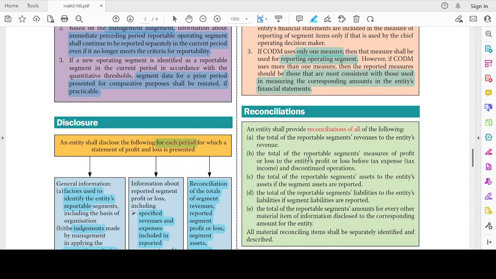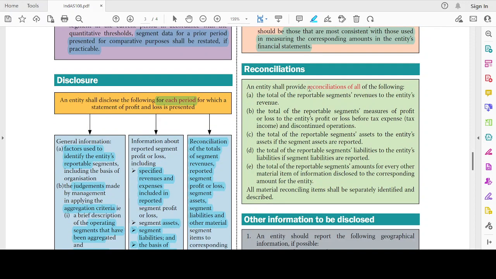Now, reconciliation. An entity shall provide reconciliations; all 5 reconciliations have to be provided. The total of reportable segments' revenue to the entity's revenue. Assume about 80% has been reported, then that has to be shown. Total of the reported measures of profit or loss to the entity's profit or loss before tax and discontinued operations. Then reportable segments' assets to the entity's assets. Reportable segments' liabilities to the entity's liabilities. Reportable segments' amounts for every material item of information disclosed to the corresponding amount of the entity.